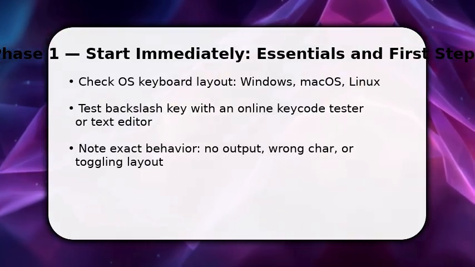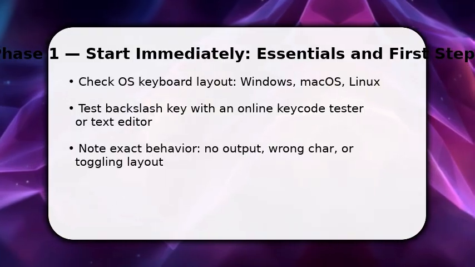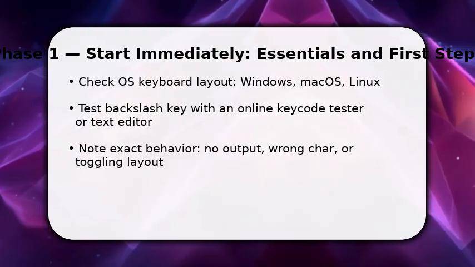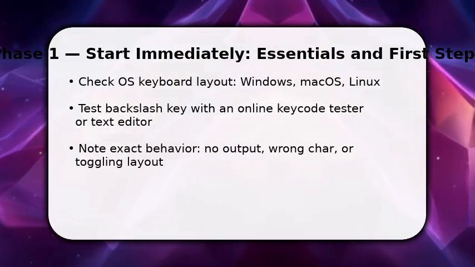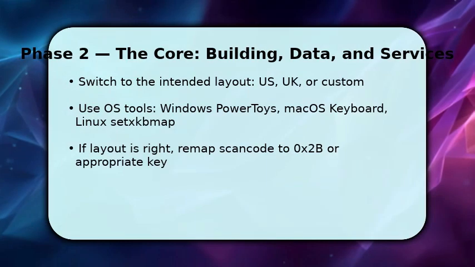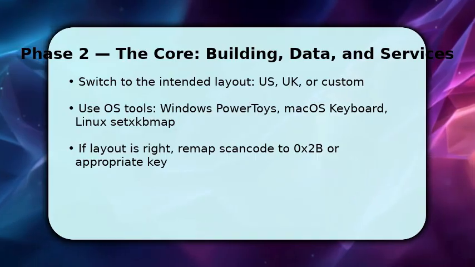Also run a keycode tester to read the scan code, because distinguishing a hardware scan from a layout mapping tells you whether to change settings or remap keys. Once you know the scan code and the active layout, change the keyboard layout to the correct one. This fixes many backslash toggles immediately.